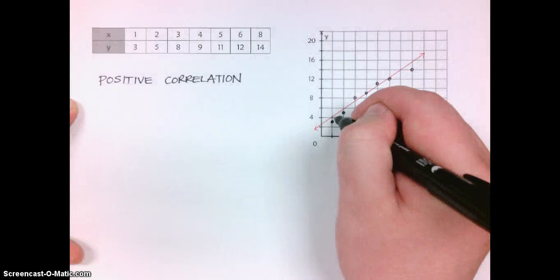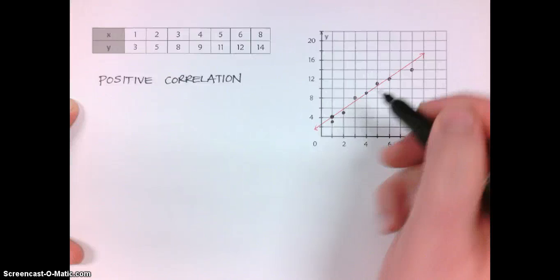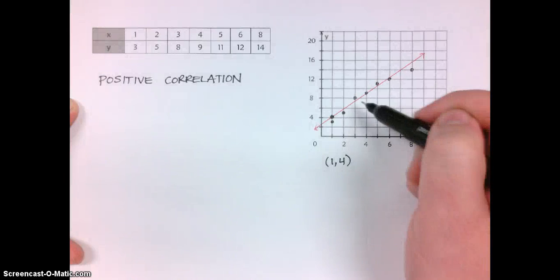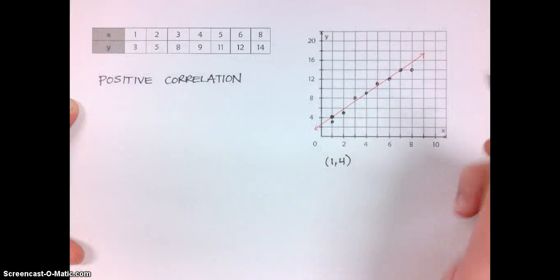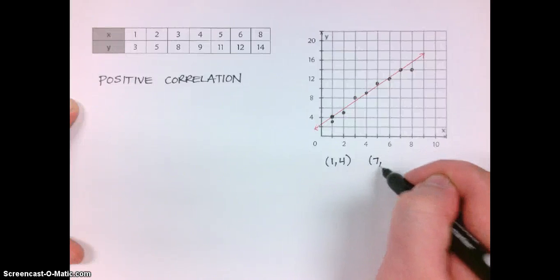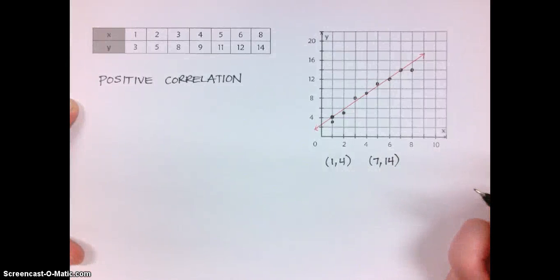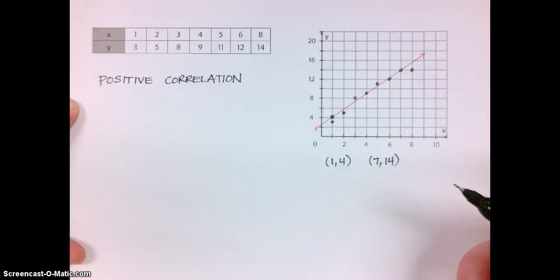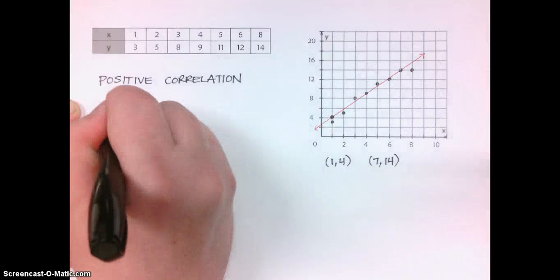So maybe I'm going to do that. I'm just going to pick 2 other points. I could have chosen some in my data set, but I'm going to choose (1, 4) as one of my points. And I'm going to choose, that looks like (7, 14) as my second point. And what we're going to do is try to write the equation of this line, and that equation is going to be a very good representation of all of the data points. Obviously, they're not all going to fit into that equation perfectly, but again, it's just going to be a very good representation. So to start, what we need to do is first find the slope.